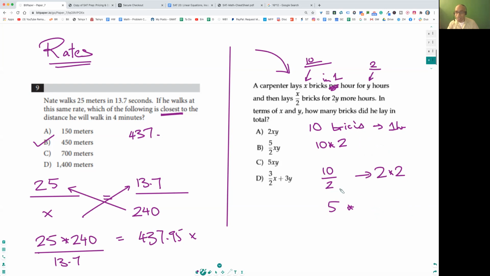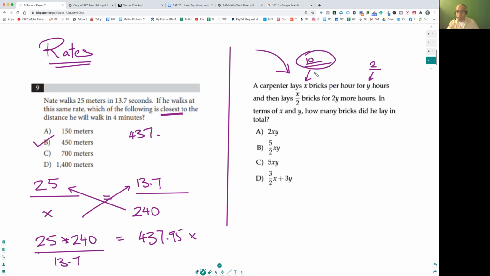And now the same idea you're going to use for the variables. So what did you do first? You did X times Y, so you're going to write down X times Y. That's your first thing: X bricks per hour for Y hours. That's 10 bricks per hour for 2 hours. Then you're doing X over 2 bricks, per hour of course, for 2Y more hours. So you're going to do X over 2 times 2Y. Remember, X over 2 times 2Y, the same as you did X times Y. It's just a weird way of writing it.